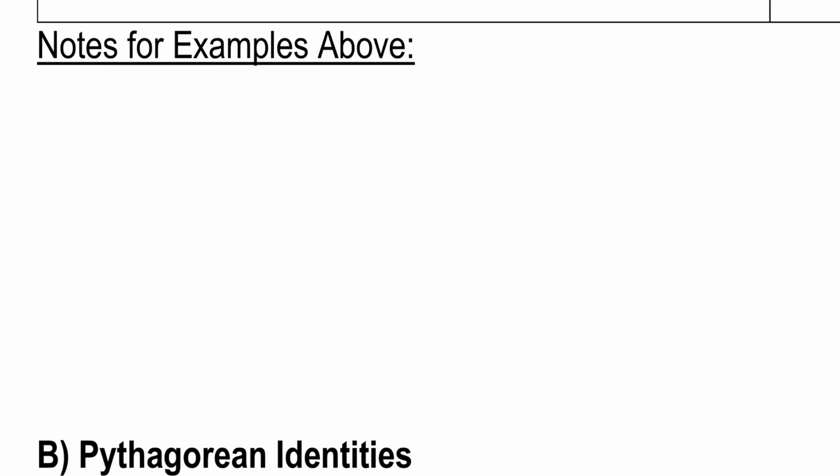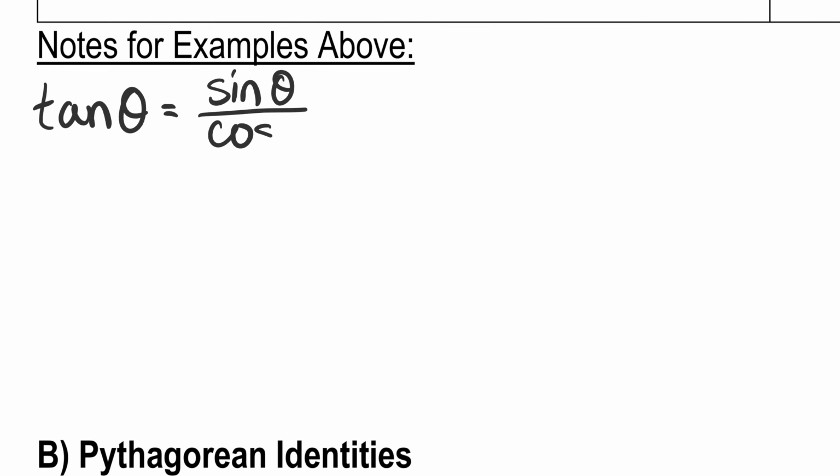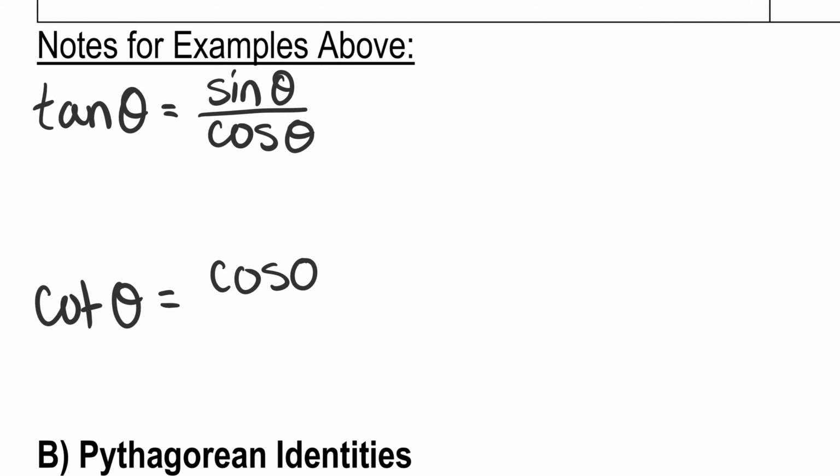So a quotient identity would be tangent theta equals sine theta divided by cosine theta. So that is a quotient. That's why it's a quotient identity. Then the other one, opposite of tangent, is cotangent theta, and we just flip the one above, so cosine theta over sine theta. Those are the only two quotient identities because they're the only two that are dividing as far as what we need here.